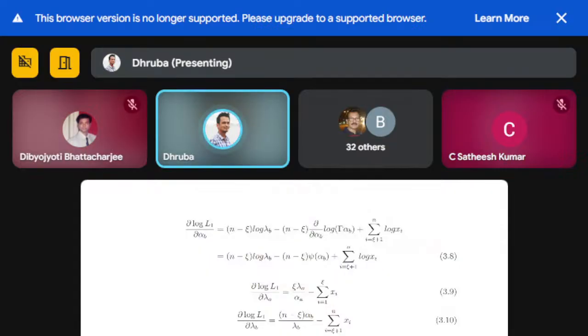Now the estimate of xi is the value that maximizes the log likelihood function, where alpha A equals alpha A hat, alpha B equals alpha B hat, lambda A equals lambda A hat, and lambda B equals lambda B hat, and xi hat equals arg max of log of L1.